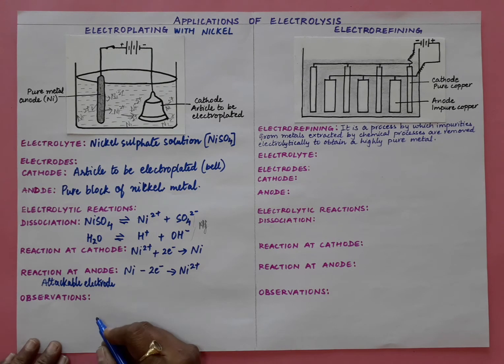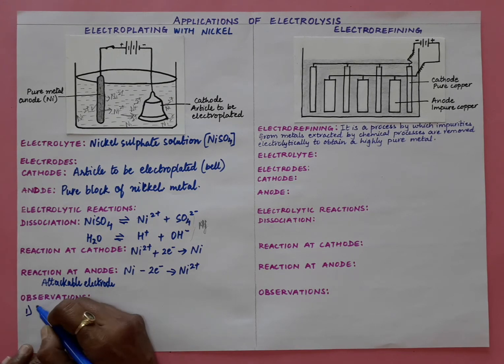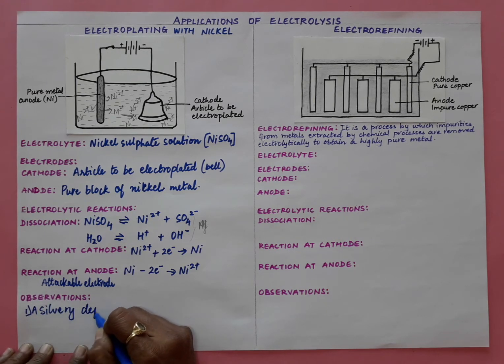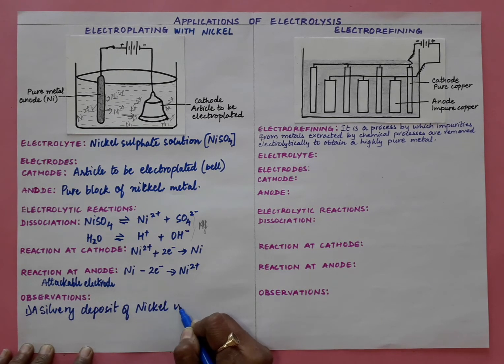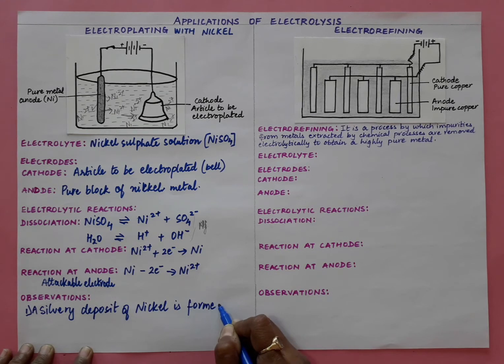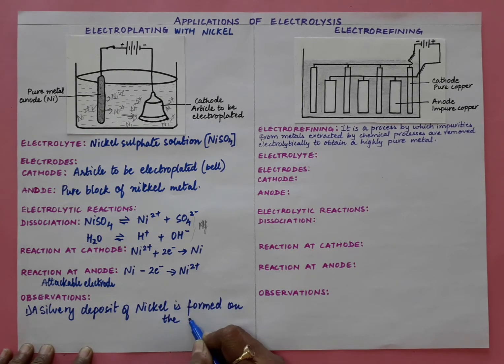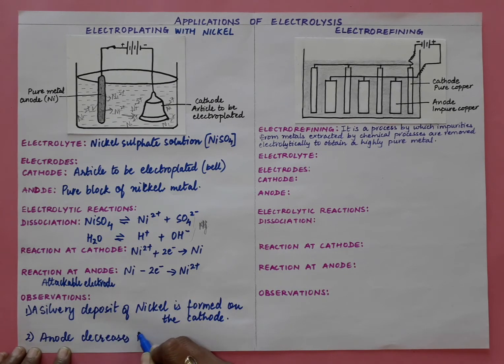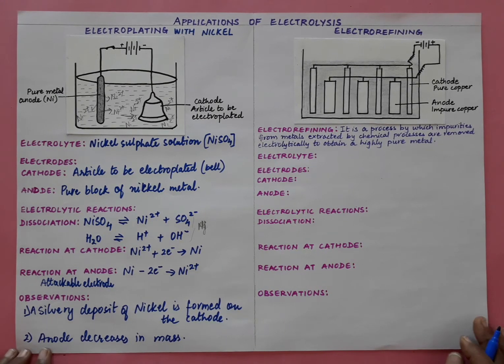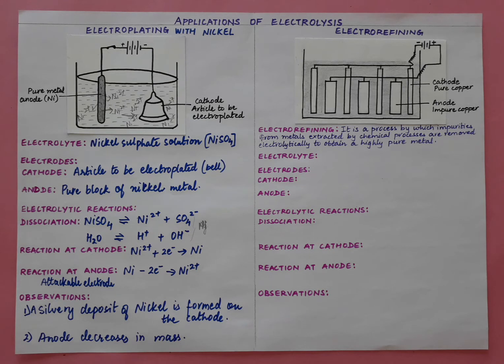So what are the observations over here? Observation number 1: a silvery deposit of nickel is formed on the cathode. And the second observation: the anode decreases in mass. So these are the 2 observations. The main role of the anode is the continuous supply of nickel ions.